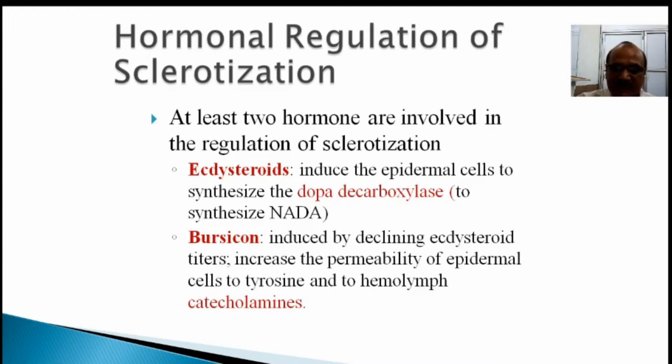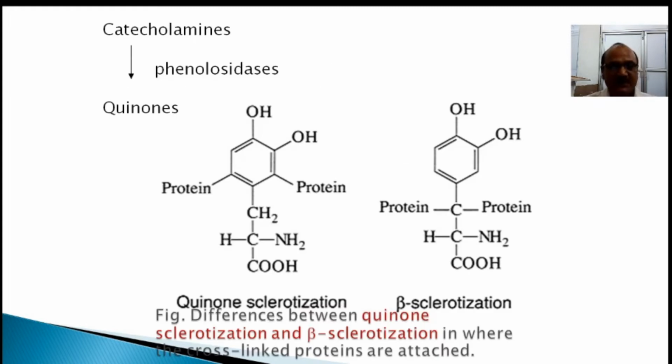Here the catecholamines are oxidized by two classes of phenol oxidases, tyrosinase and laccases, once they are released into the cuticle, to form the reactive quinones. In quinone sclerotization, the diphenols are oxidized to quinones. In beta sclerotization, some produce the cross-linking agents, and the beta carbon of aliphatic side chains gets activated. In both cases, NH2 and SH groups of protein bond to the tanning agents, in association with NADA as well as NBAD, and the bonds that develop are called covalent bonds.